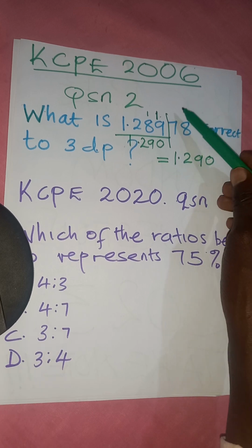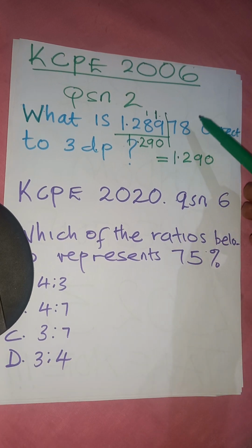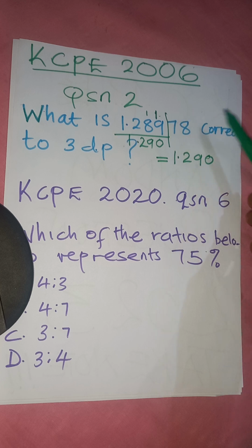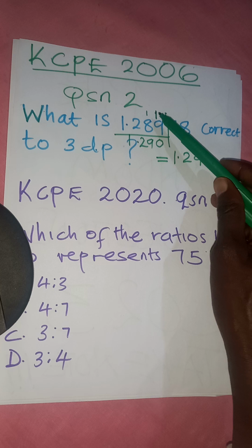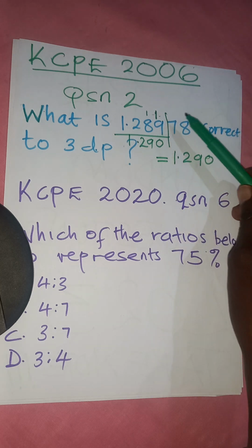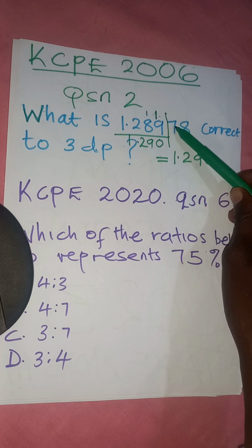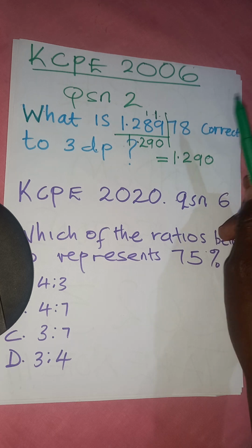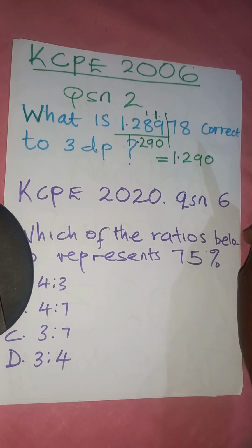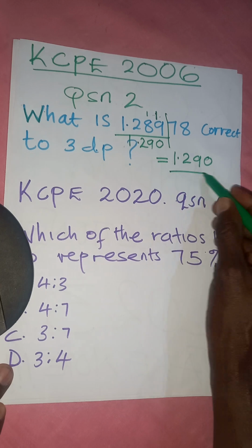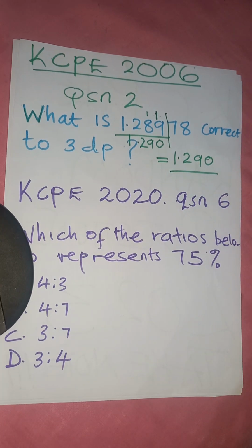So you start by drawing a line at the place where you are told the number of decimal places. So if you are told 2 decimal places, then you draw the line after 8. If you are told 3 decimal places, you draw the line after 9. And after that, you round off, considering the digit behind the line that you have drawn. So our answer according to that question should be 1.290. That is correct to 3 decimal places.